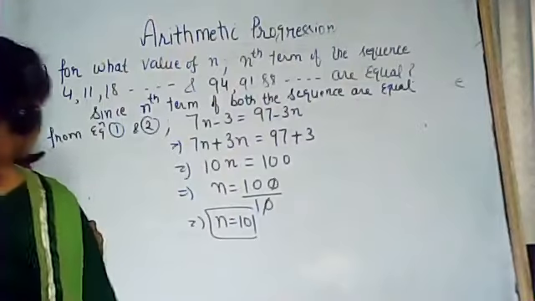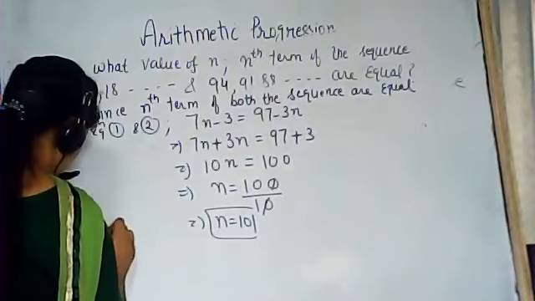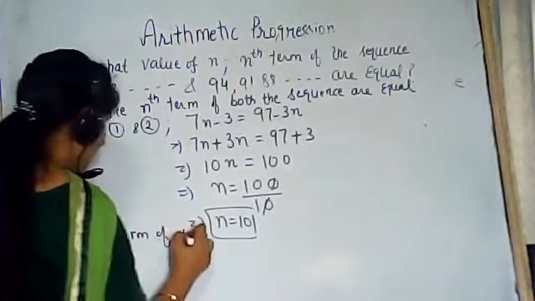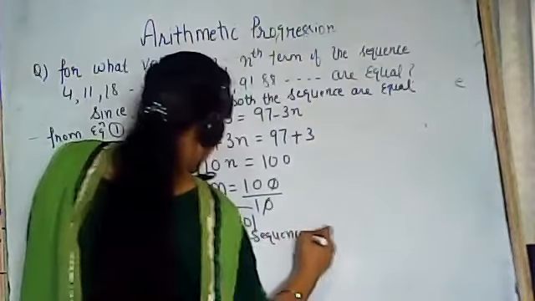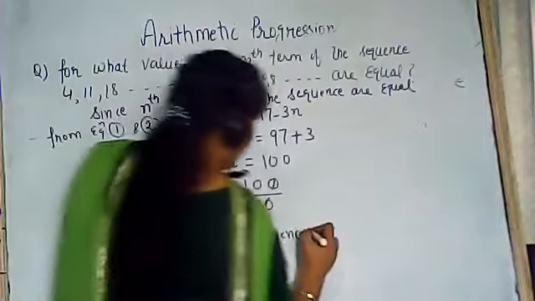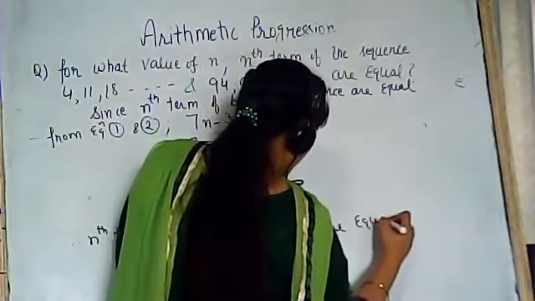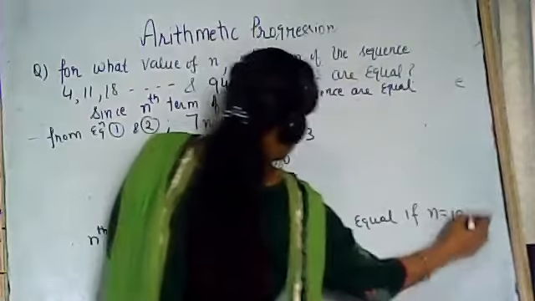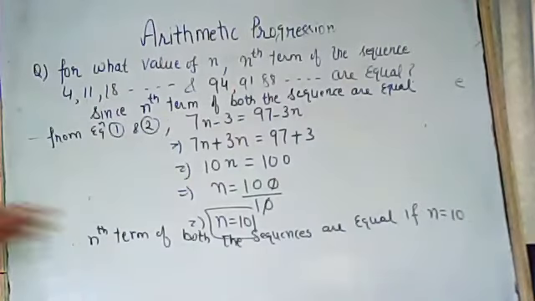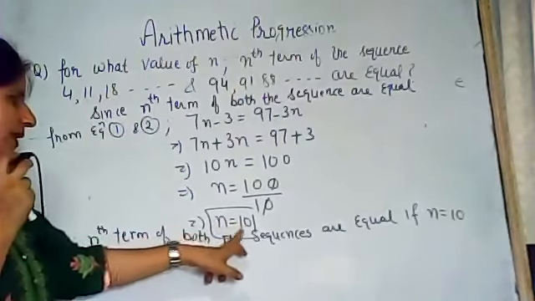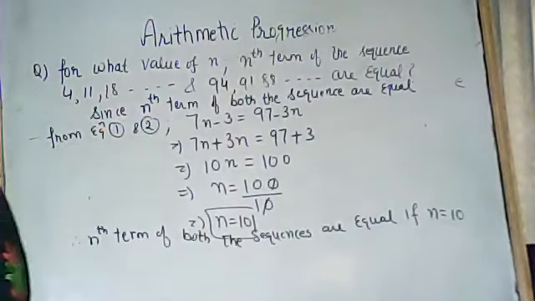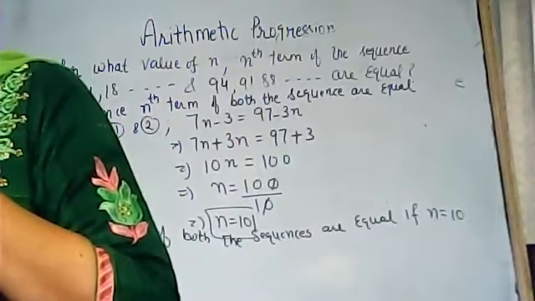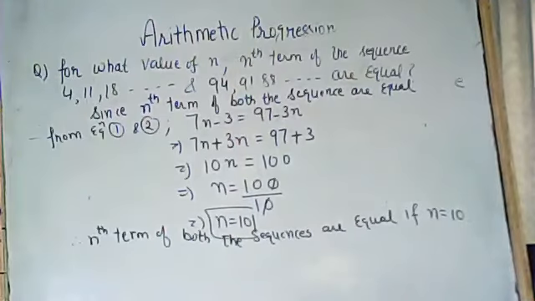Hence we can say the nth term of both the sequences are equal. Hence, we can conclude the nth terms of both the sequences are equal if n is equal to 10. When the value of n is equal to 10, at that particular point, the nth terms of both the sequences will be equal. So, beta, this was our next example. So please have a look at this question.